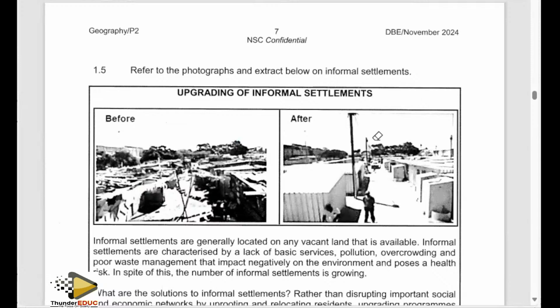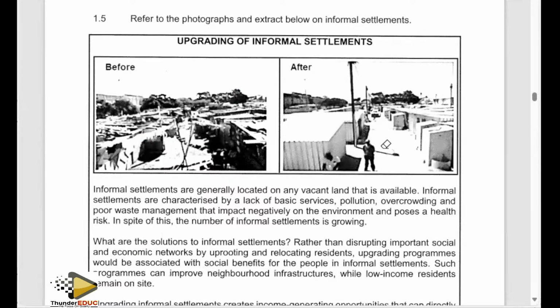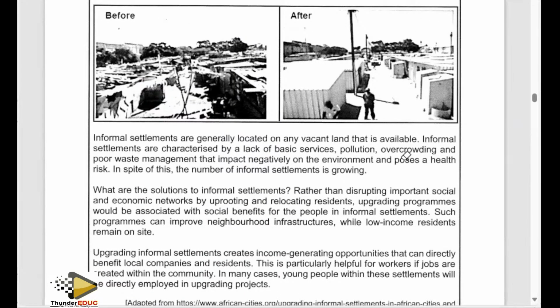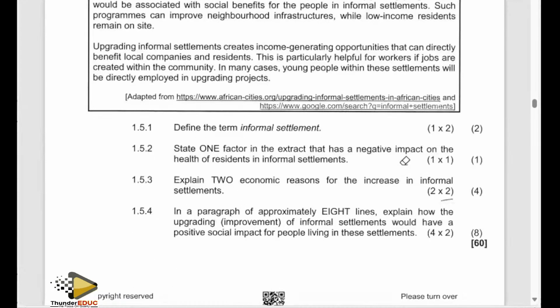Right, we move on to the next question, which is question number 1.5. It's talking about upgrading of informal settlements. It's a before and after comparison of informal settlements which have been upgraded. There is the text. Define the term informal settlement. This is a geographical concept. You can define it in whatever your understanding, but as long as in that definition, you address the basics of an informal settlement.